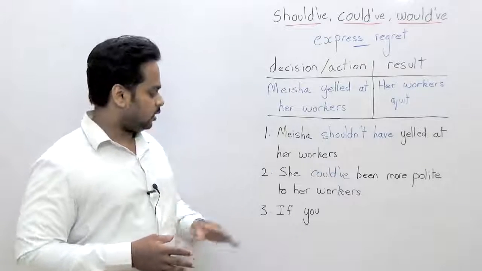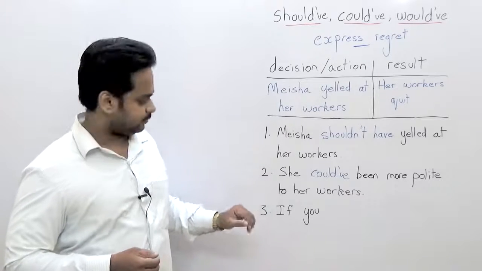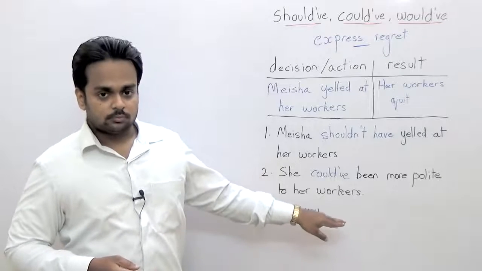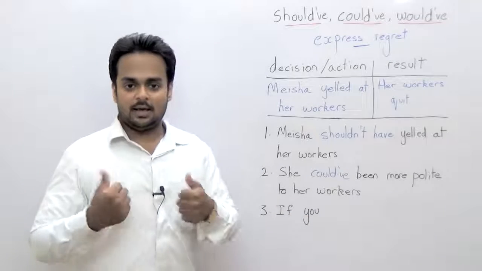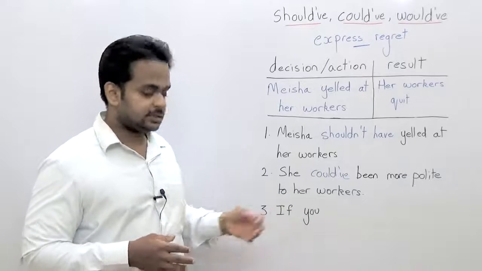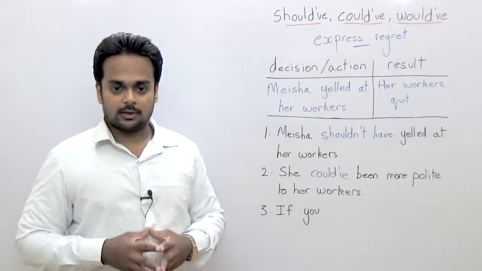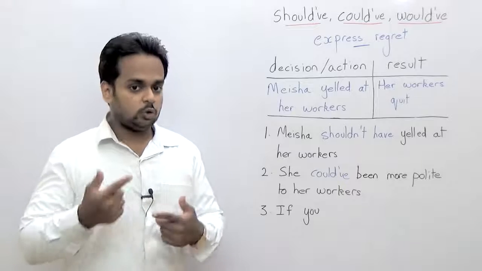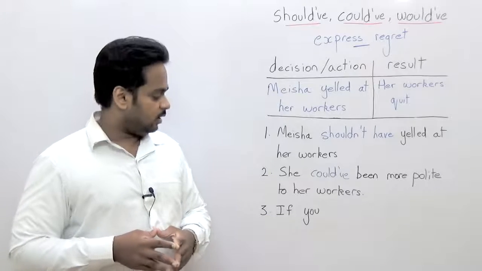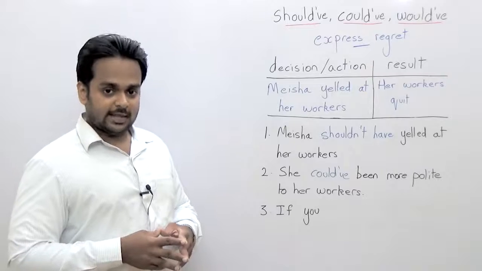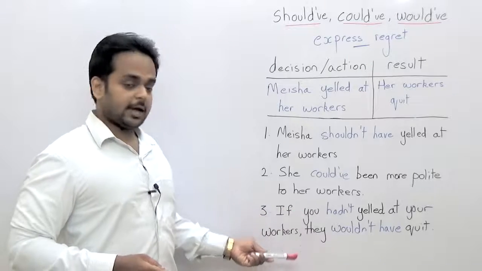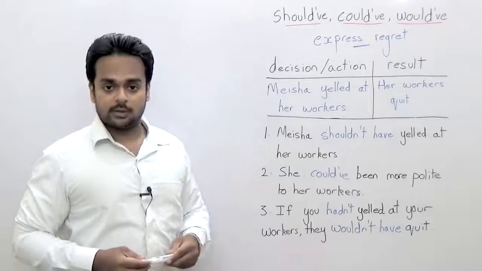All right, let's now finally look at would have. Here, we're starting with if you. That means someone else is saying this directly to Misha. So what could they say? Think about this sentence for a moment. Think about how you would say it, and I'll show you the answer. All right, let's look at the answer now. All right, here it is. If you hadn't yelled at your workers, they wouldn't have quit.